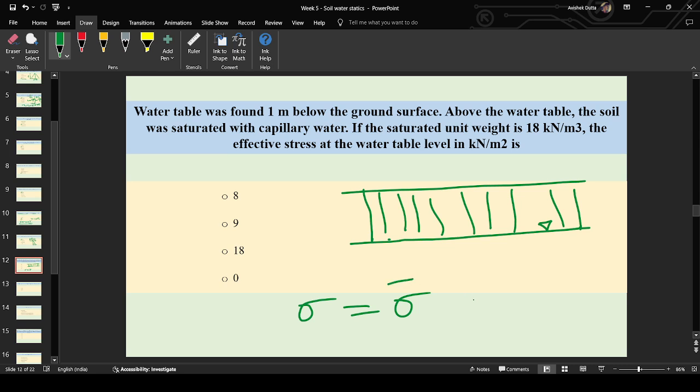Yeah. Sorry, sir. I thought of it as a pore water. Mistake, no, not pore water. It's okay. Both are equal. So I think the depth is 1 given over here. Yes, 1 meter. Option C, sir. Option C, 18. Yes, it is 18 kilonewton per meter square.